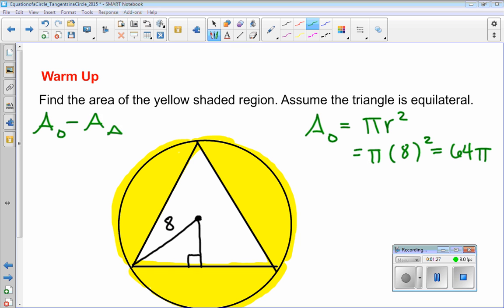So I know it's going to be 64 pi minus something to find our shaded region. Now I just have to find the area of the triangle. Okay. Question? Yeah. Because I'm leaving my answer in terms of pi. If it was a decimal answer, you'd multiply them together.